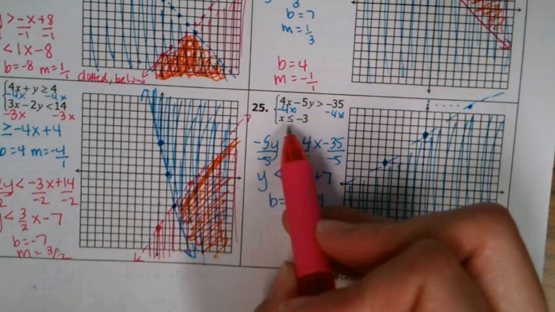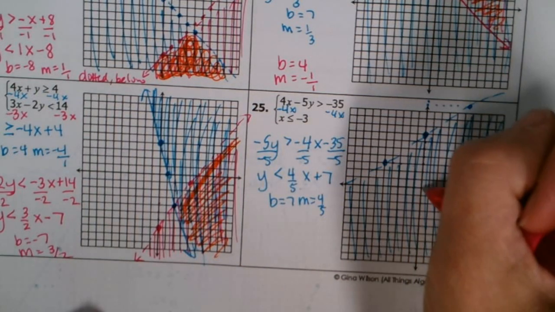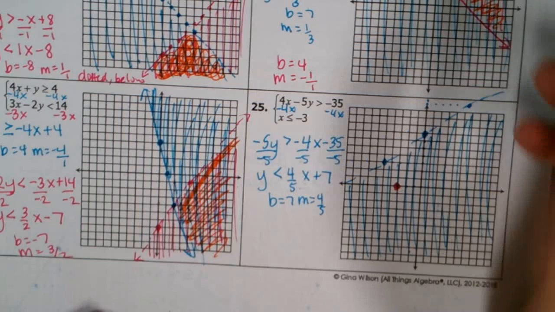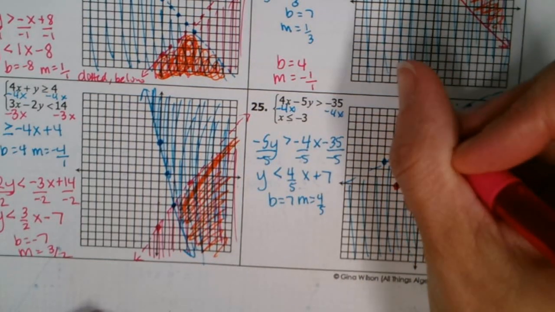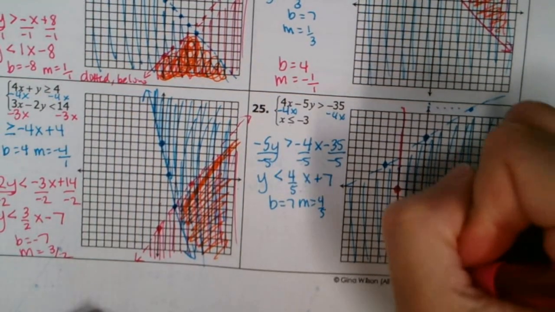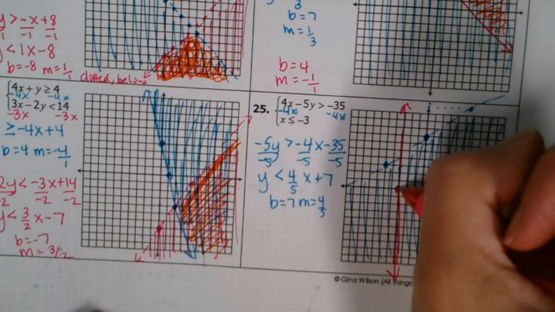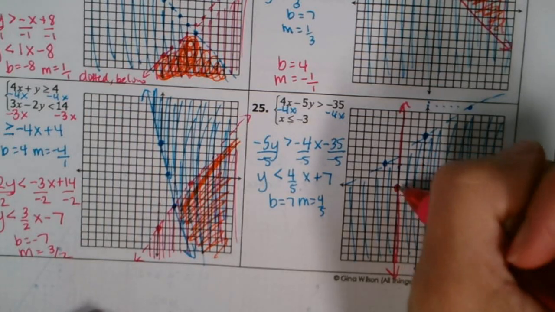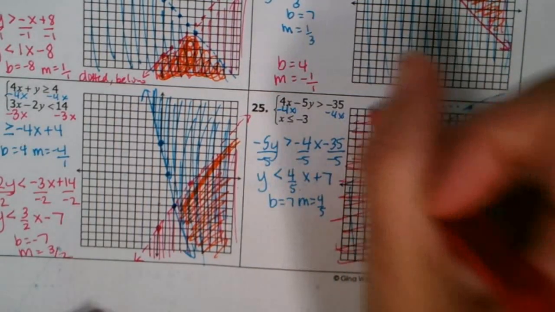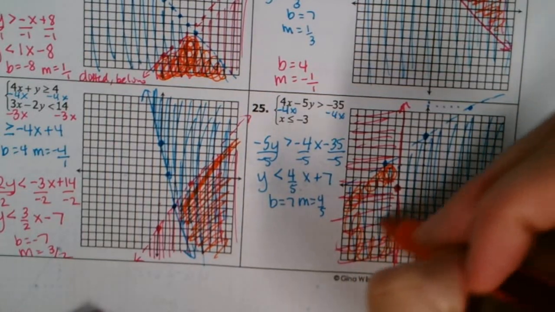The next one, I don't have to change anything. I go to x is negative 3. This is 0, negative 1, negative 2, negative 3. Put my dot. And my line's going to be solid through that dot because it says or equal to. And this says less than. So I want to shade the numbers that are smaller than negative 3. That's these numbers. So my final solution is where both colors are in this region here.